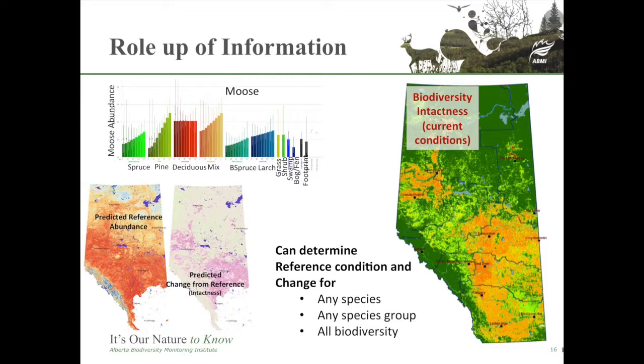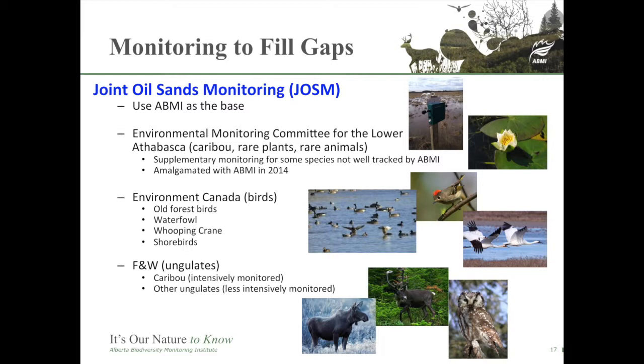This kind of stuff is quite doable if you have the data and take the time to do the modeling. Along with modeling those relatively widespread species, as part of the work that was done in the lower Athabasca, as part of the Joint Oil Sands Monitoring Initiative, we said there are things that don't fit within ABMI. And there then needs to be other programs put in to monitor these other things. So some of you folks may be well aware of the EMCLA, the Environmental Monitoring Committee for the Lower Athabasca. And they tackled a set of critters, things that weren't well tackled by ABMI.